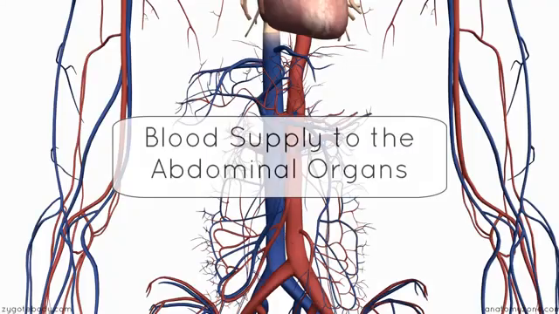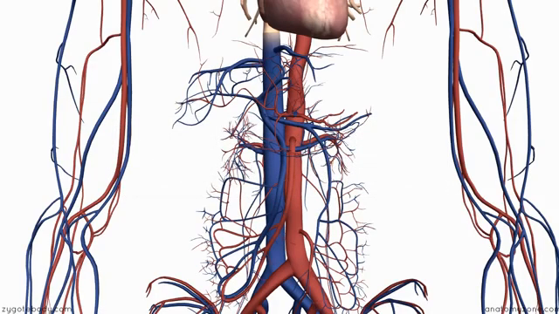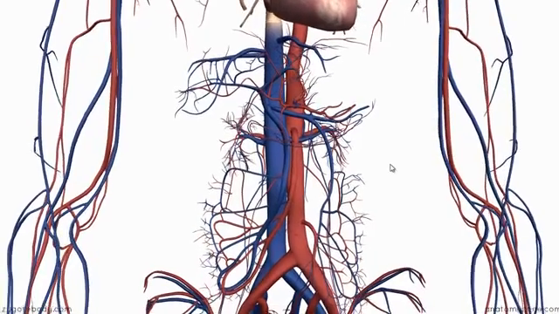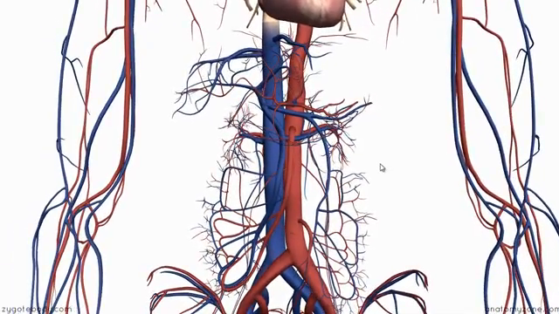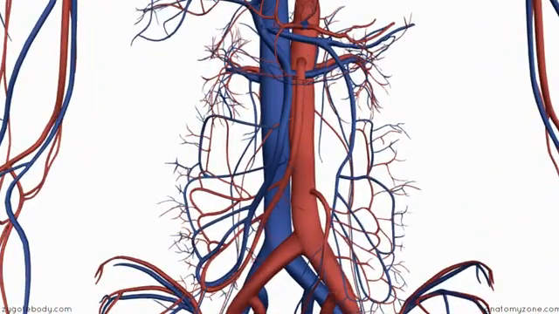Okay, so this tutorial is an introduction to the blood supply to the abdominal organs. So I'm going to talk about the arterial supply and the venous drainage of the abdominal viscera. So we're looking here at a model of the circulatory system, and we're looking at the abdominal region. So here you can see the abdominal aorta, and to the right of it you can see the inferior vena cava.